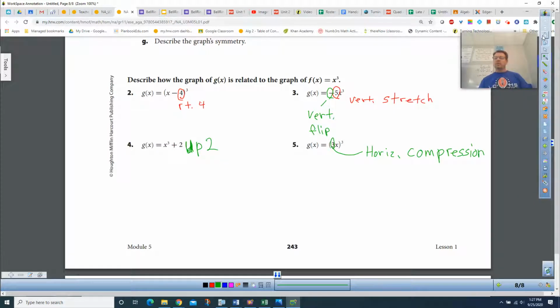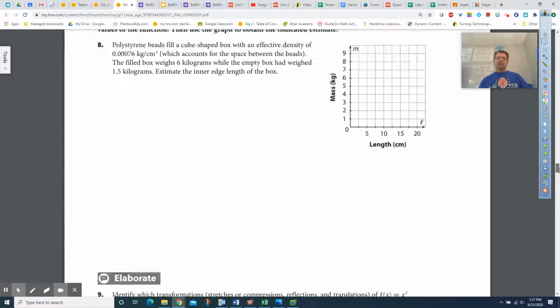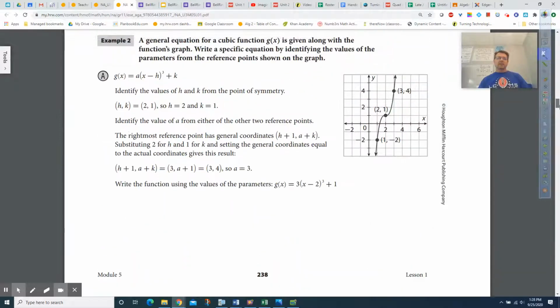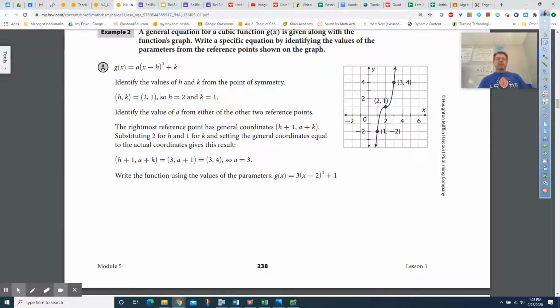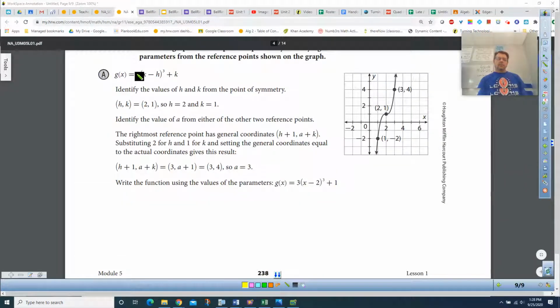Let me give you a couple more real quickly here. Let's go back up to these guys now. That was a few of those. Let's do this in reverse. Okay, let's just look at this guy. So here is your vertex form, okay? And then here is our transformed graph, okay? So you need your A, you need the H, and you need the K.